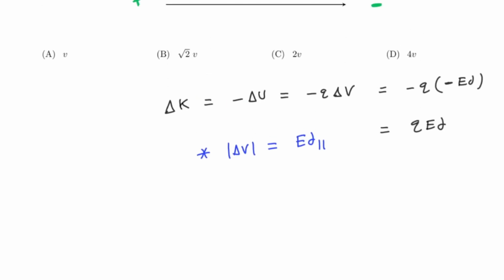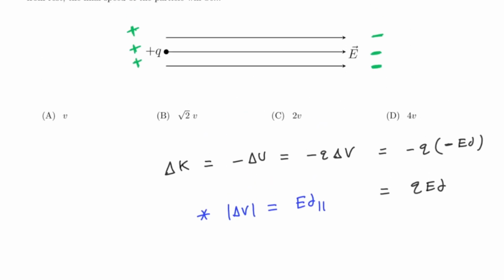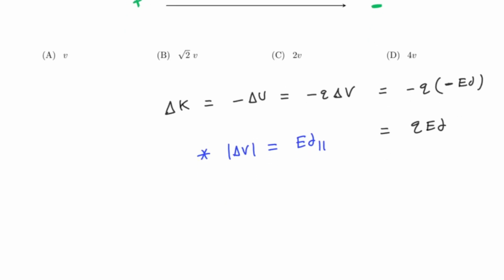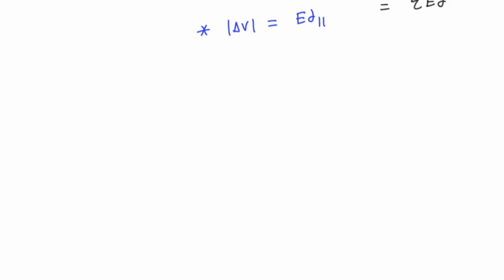Giving us a positive change in kinetic energy, which is what we expect because it's a positive charge moving downhill, so it better be accelerating. So now we can just do energy conservation because we said delta K is positive QED. So 1/2 mv squared minus 1/2 mv squared is equal to QED.